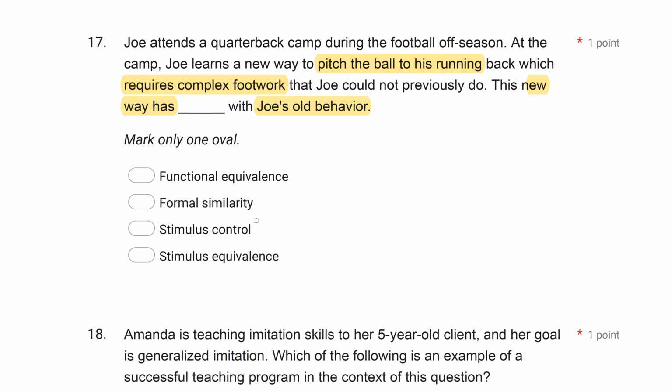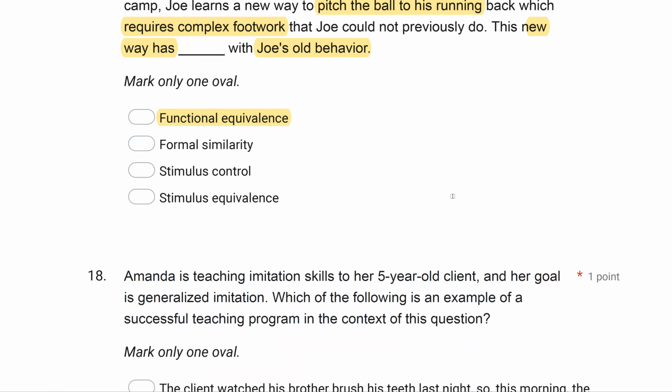Stimulus control. Well, the new way doesn't have stimulus control over Joe's old behavior, right? Because what we've essentially done is shaped that old behavior into this new behavior. Stimulus control doesn't make a lot of sense. And then stimulus equivalence. Well, no, they're not equivalent at all. He's got brand new footwork, right? They're functionally equivalent, but they're not formally similar. And there's no stimulus equivalence between the two, right? In addition, we're looking at responses here. We're not really looking at stimuli. So the new way has functional equivalence with Joe's old behavior because it has the same impact on the environment. It serves the same purpose.